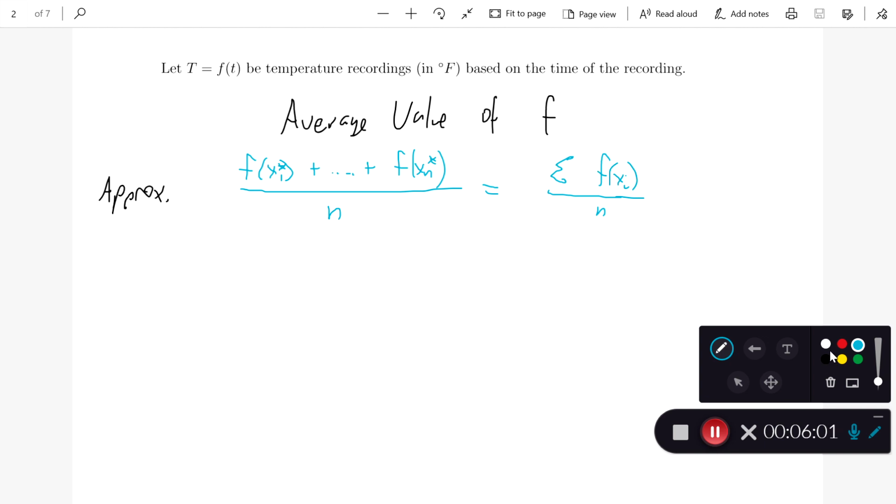Now let's suppose that instead of making an approximation, I wanted to find the exact average value. Well, for exact, we need to let n go to infinity, right? Because we need to have an infinite number of these approximations. And as n goes to infinity, we'll be hitting the function value exactly.